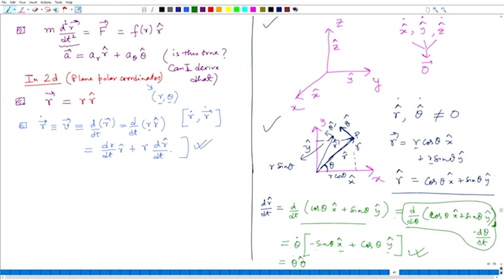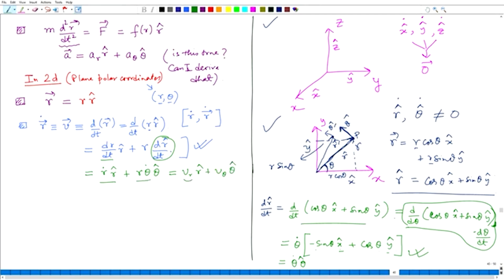Now you have something very interesting. I can write this as d dt of the modulus of the r vector, which is the scalar r. So this is written as r dot r cap plus r times d r cap dt. You have just seen this is theta dot theta cap. So I can now identify this as v r r cap plus v theta theta cap.